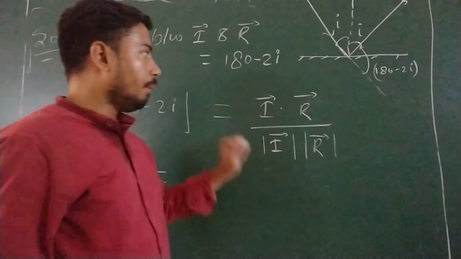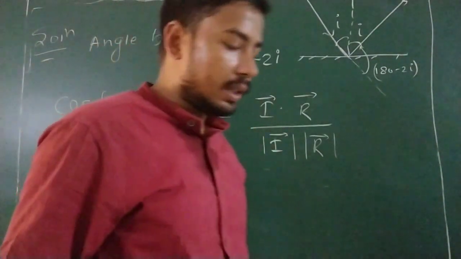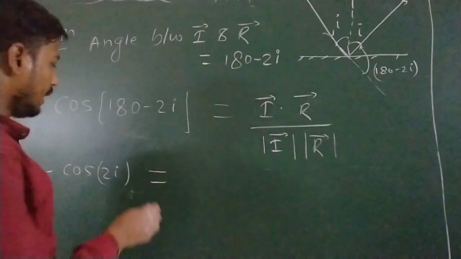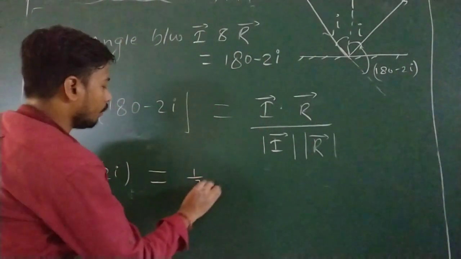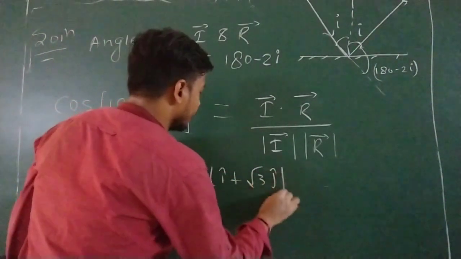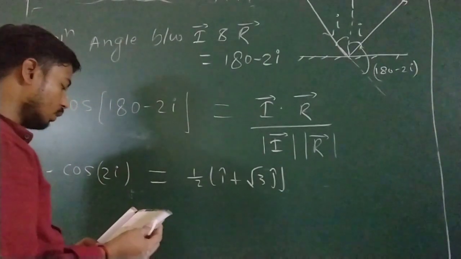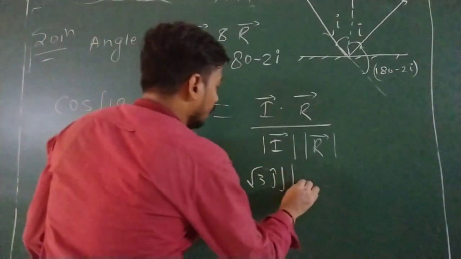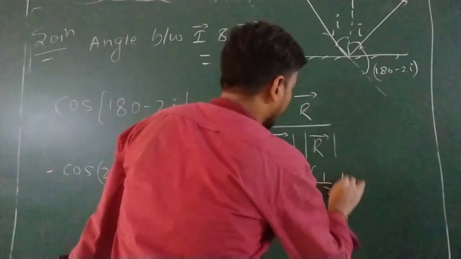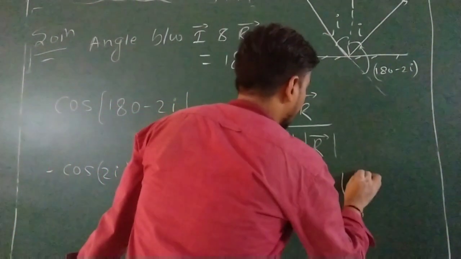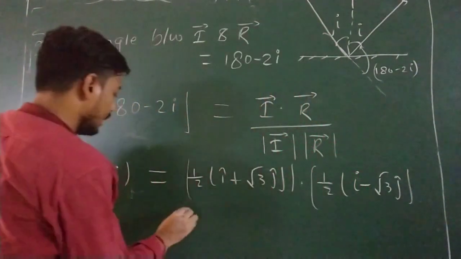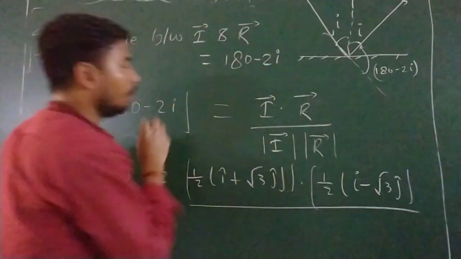The I vector is given to us, so put here 1 by 2 i cap plus root 3 j cap, dot R vector. The R vector is given here: 1 by 2 i cap minus root 3 j cap, divided by the mod of this one.